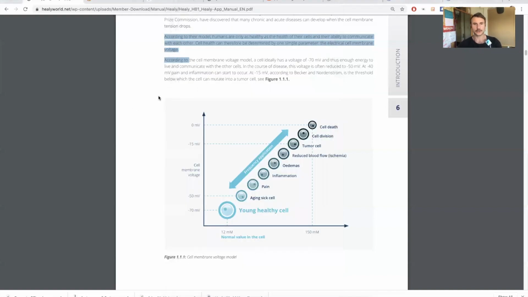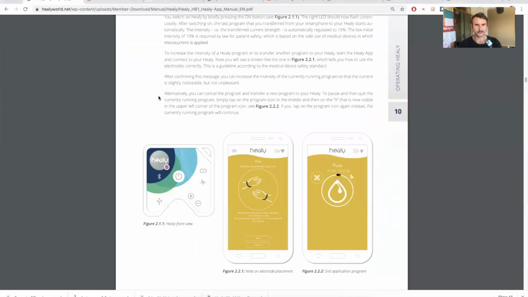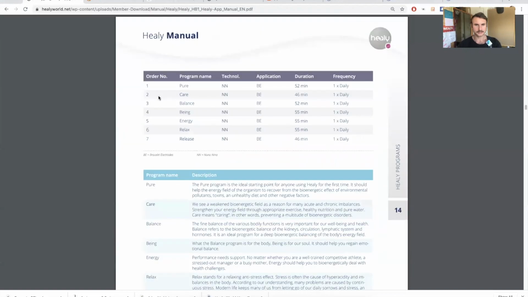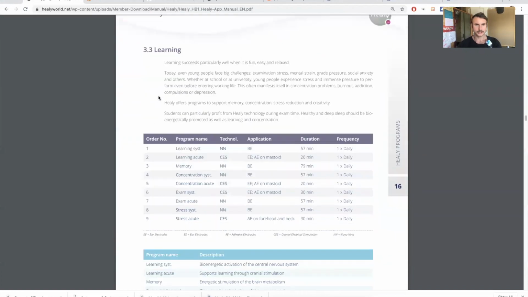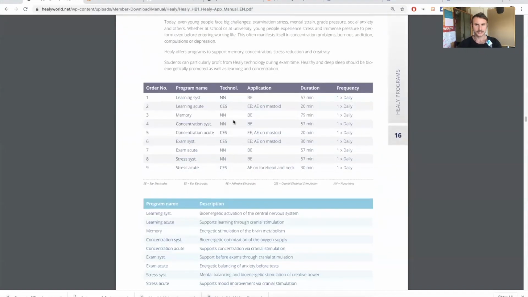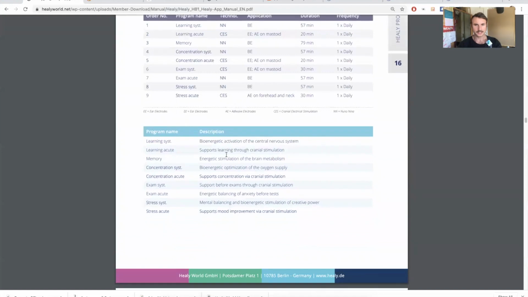But what is Learning System doing? Let's go to the manual. Learning System, all right, 1 time daily. Learning System, bioenergetic activation of the central nervous system. Okay, Learning Acute supports learning through cranial stimulation. Memory, energetic stimulation of the brain metabolism. Right? How cool is this?